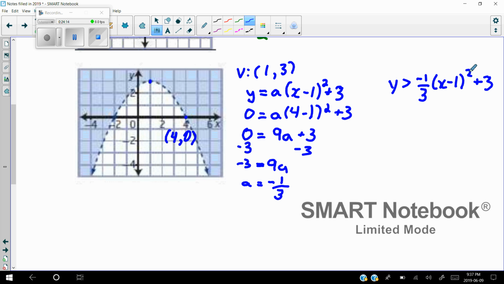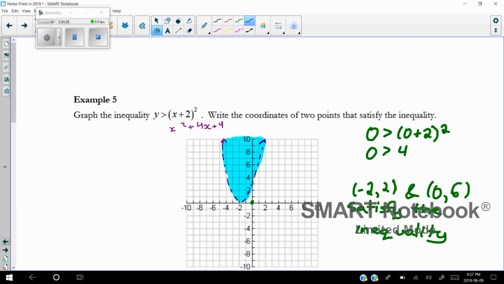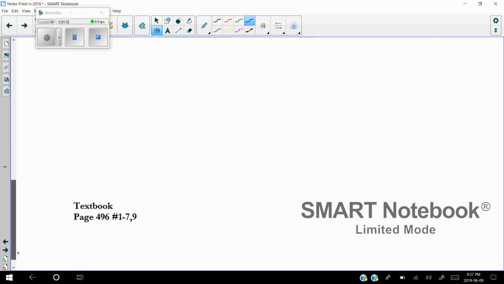All right, so great way to end this lesson. We get to review how to make an equation for a quadratic function. That is it for the lesson. You guys can practice the questions below. Textbook, page 496, a few questions to do there before working on your unit review.